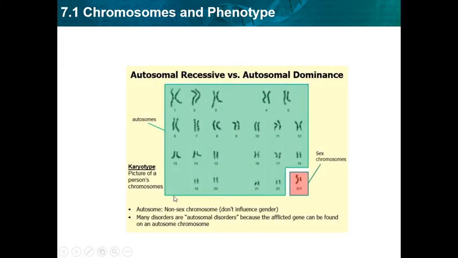Now, many disorders are autosomal disorders because the afflicted gene can be found on an autosome. So many of the disorders in humans are found in the autosomes. This 1 to 22 are the autosomes. Remember that, autosomes 1 to 22. And the 23rd is your sex chromosome.